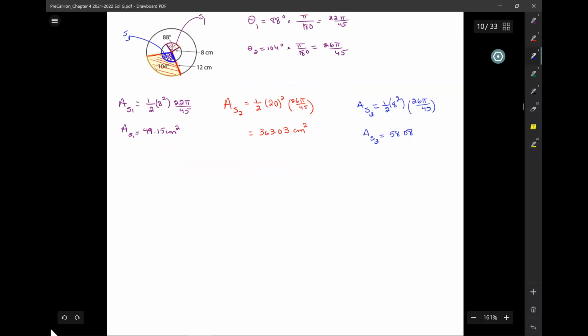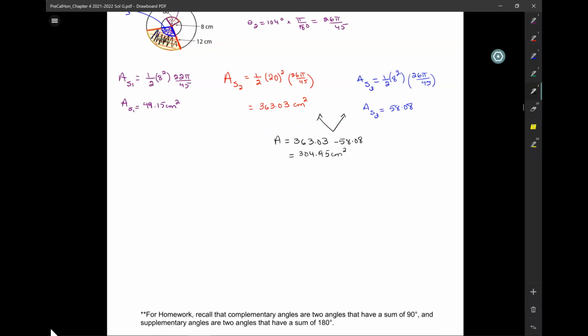Okay. So now, this shaded region here, I'll use black for that. This shaded region here, right? I'm going to subtract these two. 363.03 minus 58.08. That will be 304.95 centimeters squared.